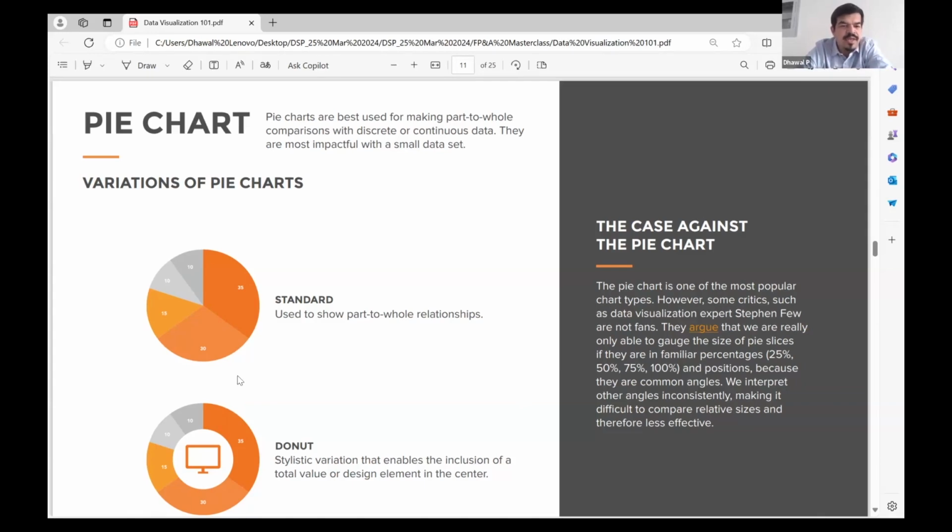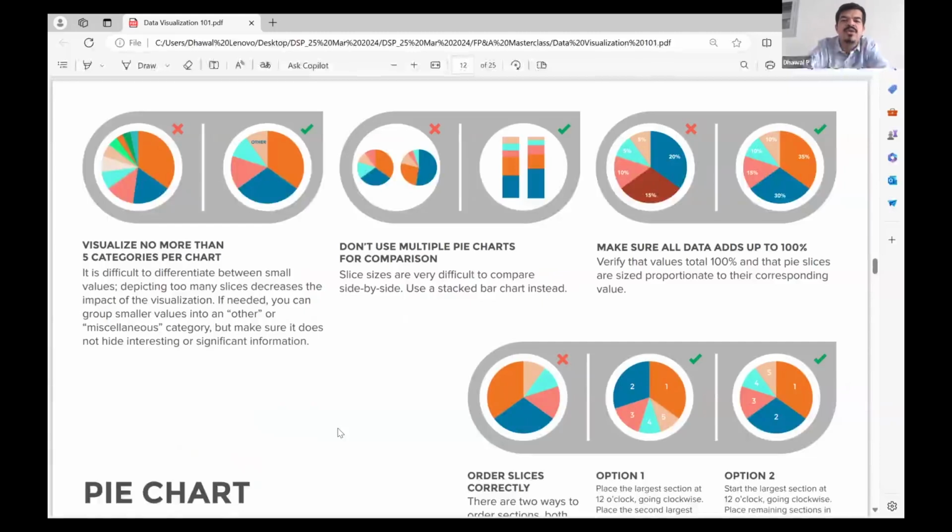It gives much clearer picture than the standard pie chart. You can use the space to put some logo or some message or whatever you want to do. So donut pie chart is my personal favorite. You can use any of the ones which you like. Again, some do's and don'ts about pie charts.